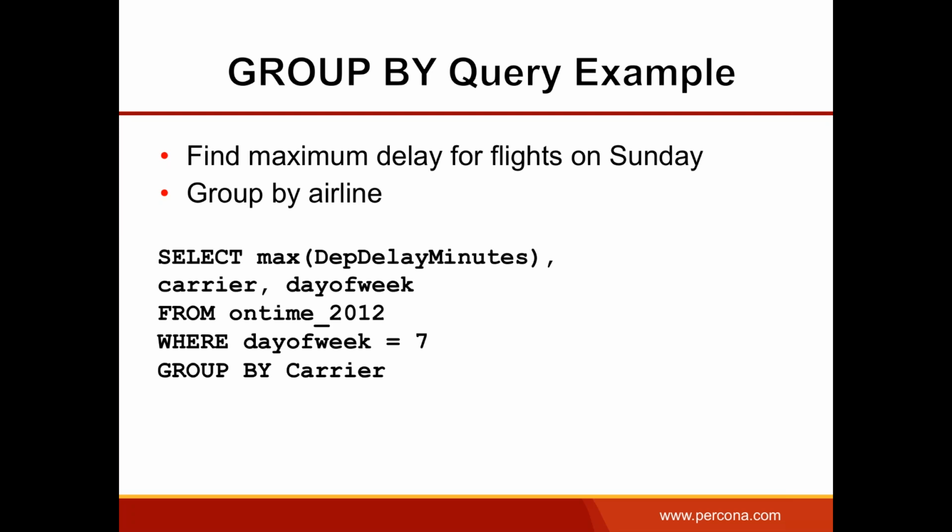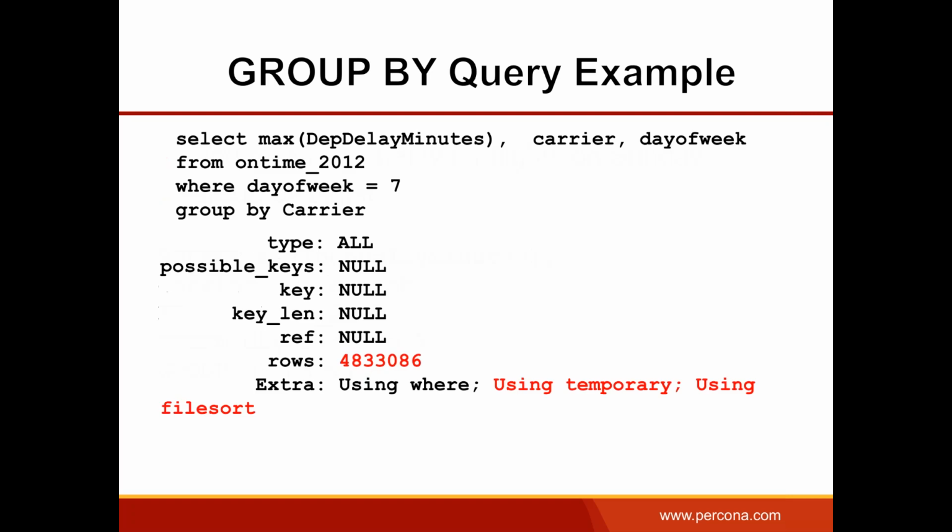Now, I already materialized this field. So the table that I was working with already has the day of week, and this day of week is populated as well. Good. So we'll not talk about that. But here's the query, and we do select max of dep delay minutes, which is our delay in minutes, and we filter by day of week and we group by carrier. Carrier is our airline.